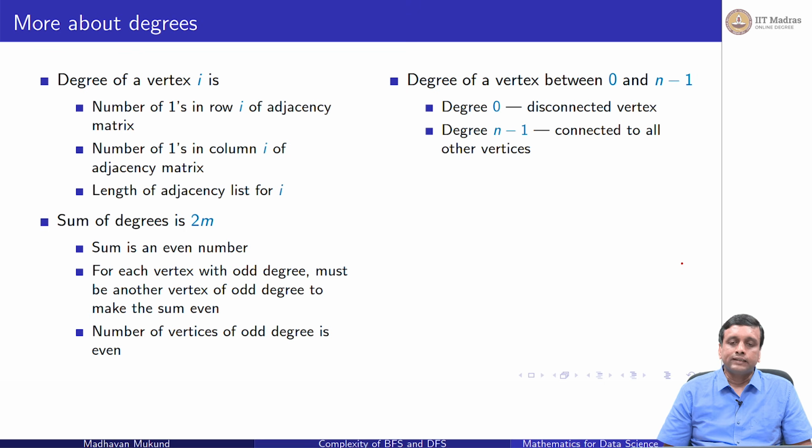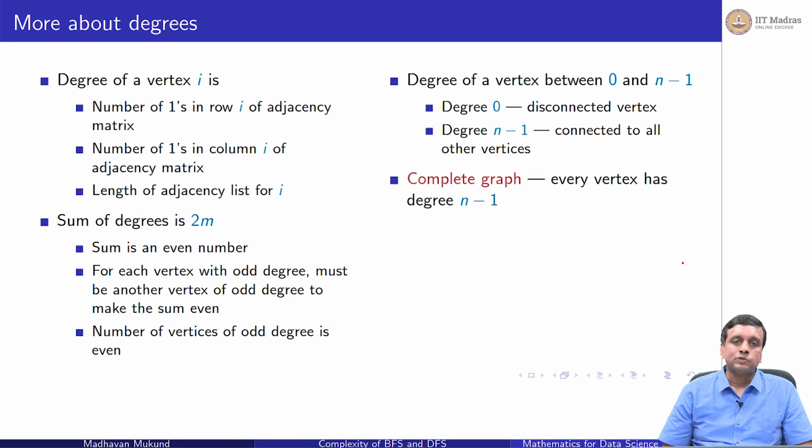So remember also that the degree of a vertex can be any number between 0 and n minus 1. So 0 happens when this vertex is actually disconnected from the entire graph. n minus 1 happens when it is connected to every one of the remaining n minus 1 vertices. So it's not connected to itself, obviously. We said no self loops, but it could be connected to everything else.